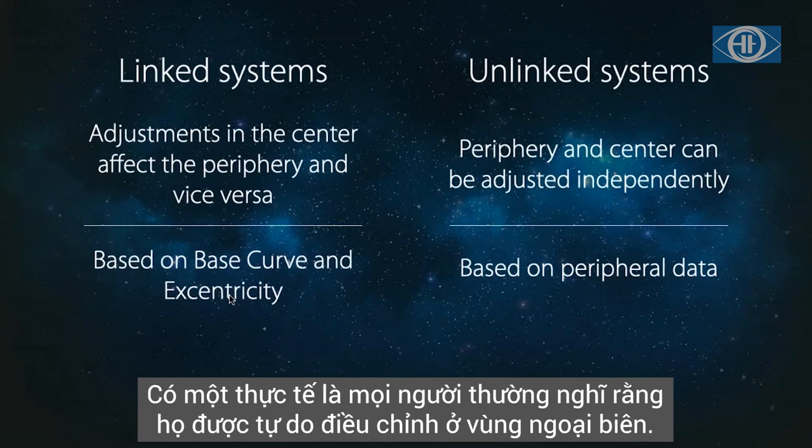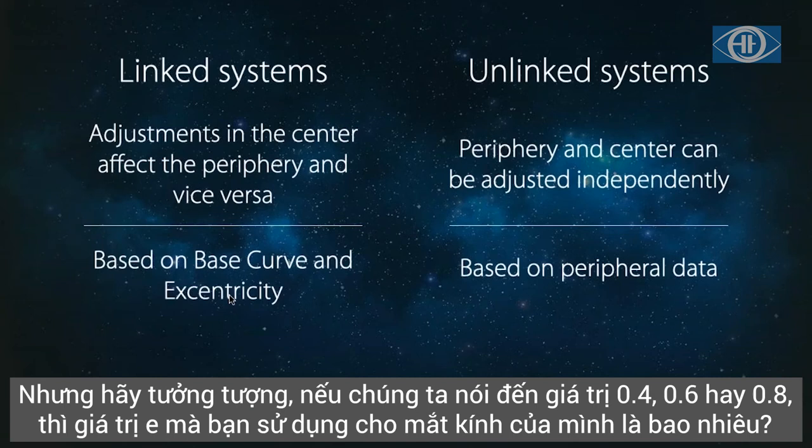One short thing is, people think that they have freedom in the periphery, but imagine this. If we talk about an E-value of 0.4 or 0.6 or 0.8, what kind of E-value do you take for your lens? Where is the E-value related to?